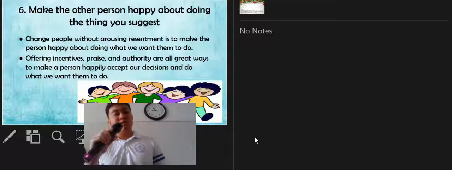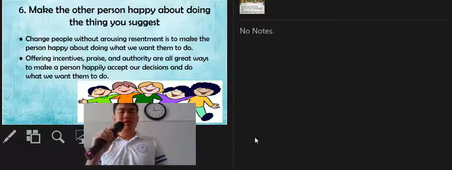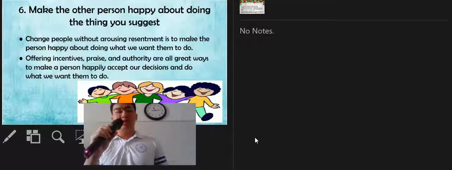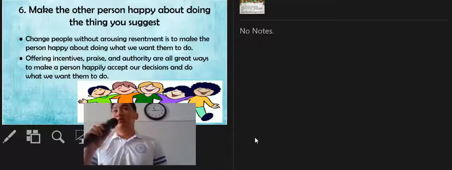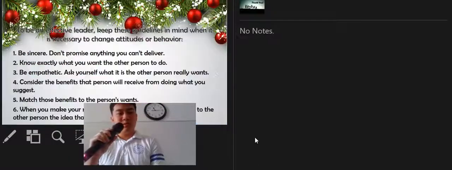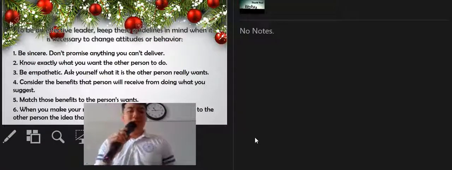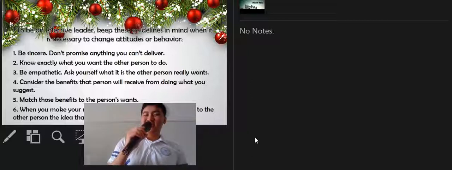6. Make the other person happy about doing the thing you suggest. The way to change people without arousing resentment is to make the person happy about doing what we want them to do. Offering incentives, prizes, and authority are all great ways to make a person happily accept our decisions and do what we want them to do. To be an effective leader, keep these guidelines in mind when it is necessary to change attitudes or behavior.